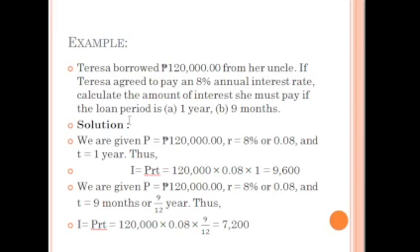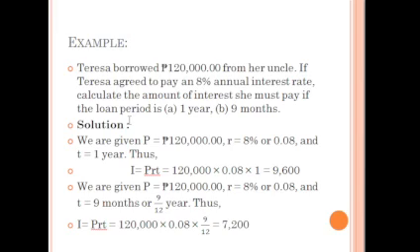Now we will go to 9 months. We will check how much her amount of interest is if she only pays back her loan after 9 months. So we are given P, the principal, that is 120,000. The rate of interest is 8% or 0.08, and T is the time, 9 months. Since 9 months is less than a year, we need to divide it by 12, since 1 year is 12 months.